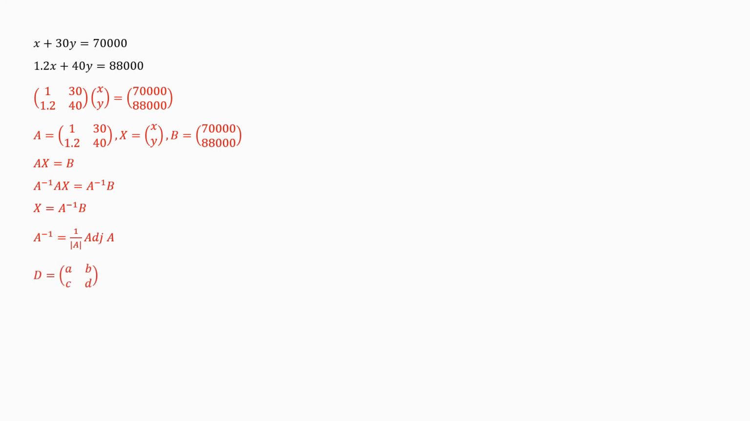So supposing you have a matrix with the values a, b, c, d, the determinant is ad minus bc, and the adjoint is [d, minus b; minus c, a]. So going back to our matrices, we have A is [1, 30; 1.2, 40]. So the determinant of A will be 1 times 40 minus 30 times 1.2, which is equals to 40 minus 36, and it's equals to 4.